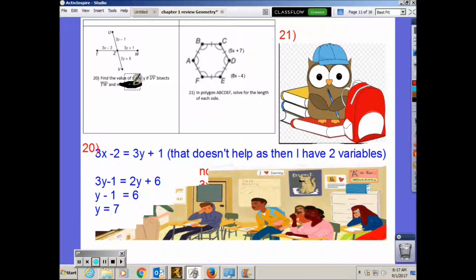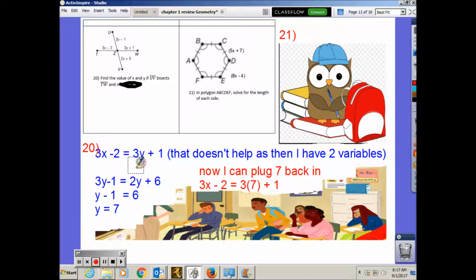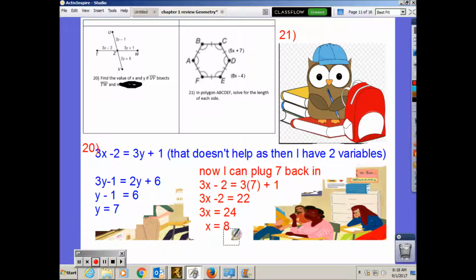So they wanted me to find x and y. So now I can plug that 7 that I got for y back into the original equation that had two variables. 3x minus 2 equals 3 times 7, because y is equal to 7, plus 1. So 3x minus 2 equals 22. Add 2 to both sides. 3x equals 24, and x equals 8.